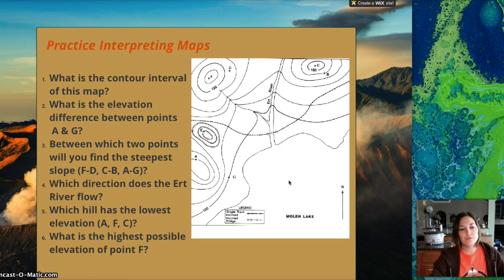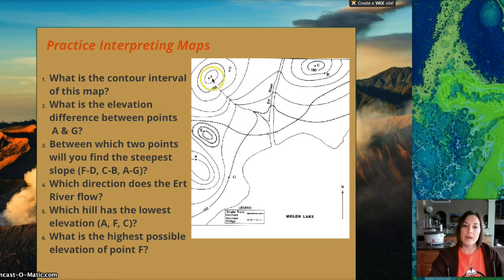Question number 5, which hill has the lowest elevation? So here's hill A, and if this is a 100-foot contour line and the contour interval goes up by 10 feet, then this is the 110-foot, 120, 130, 140-foot elevation. Now it could be a little higher than that, but we'll just say for our purposes right now that hilltop A is 140 feet in elevation.